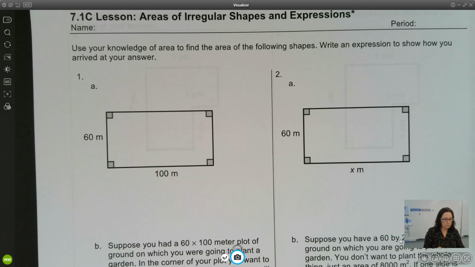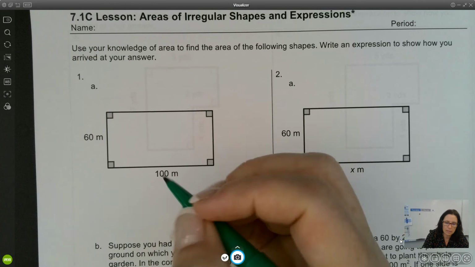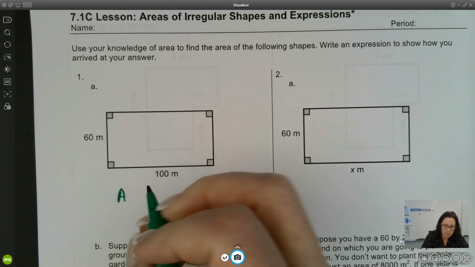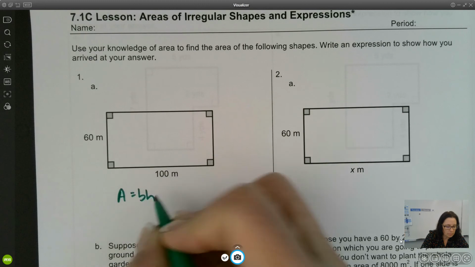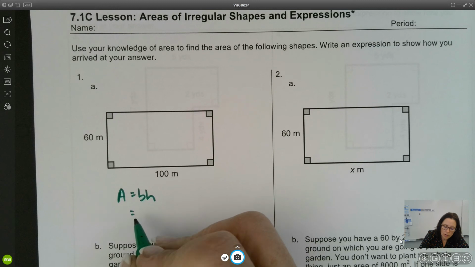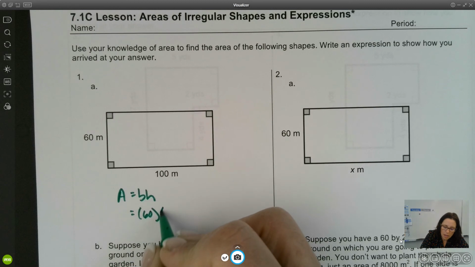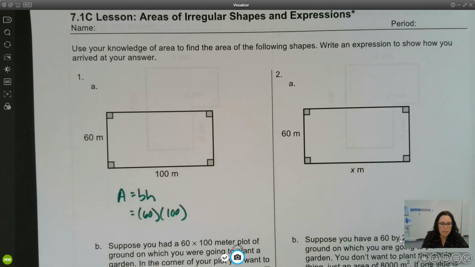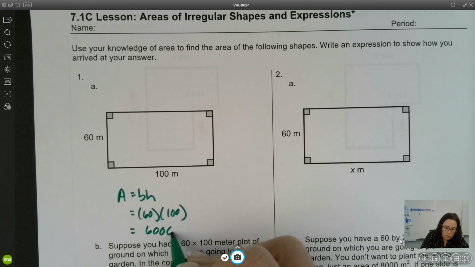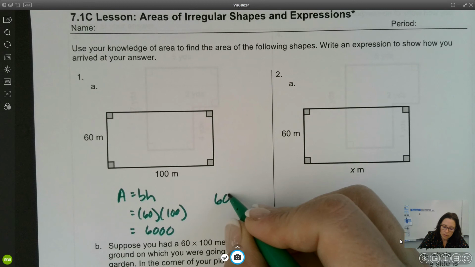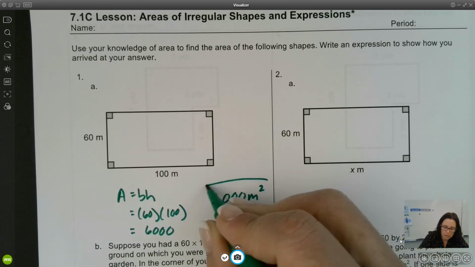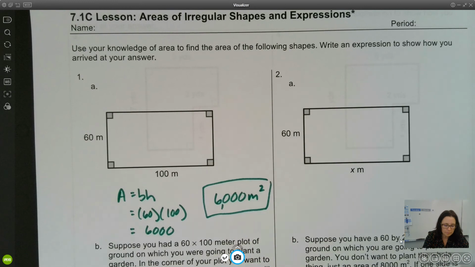Okay, so we know that the area of a rectangle is base times height. And we're going to have 60 times 100 or 100 times 60. It does not matter the order. Remember, multiplication is commutative. So I've got 6,000 meters squared is the area of this guy.